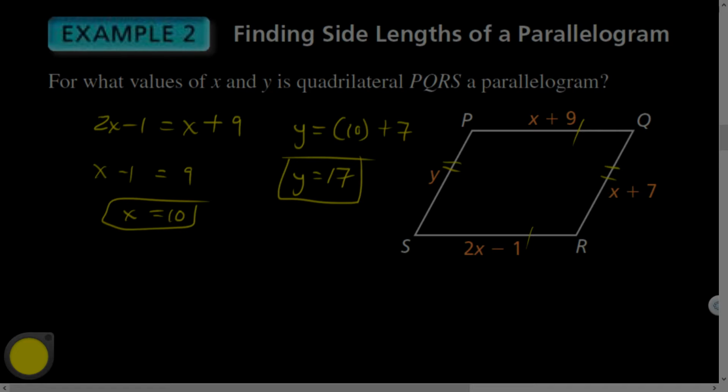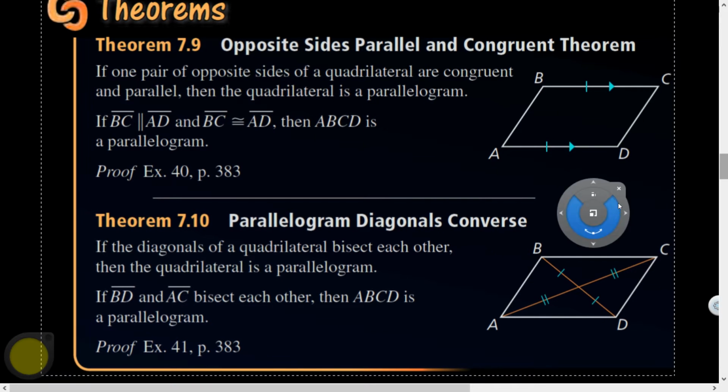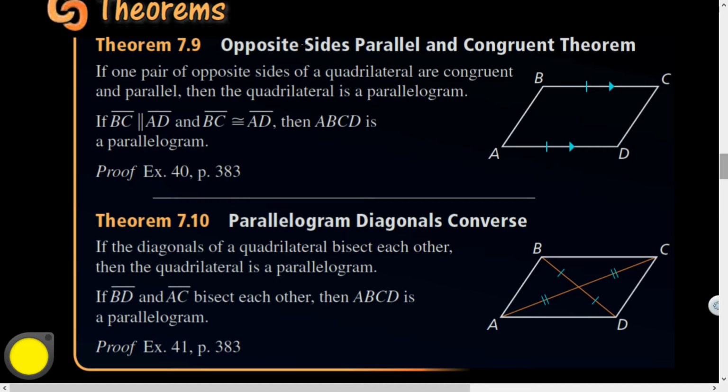All right, it turns out that there are some other theorems, means by which we can prove quadrilaterals are parallelograms. Opposite sides parallel and congruent. The key here is if I have exactly one pair of sides that are parallel and congruent, it turns out that's sufficient information to prove that it's a parallelogram.